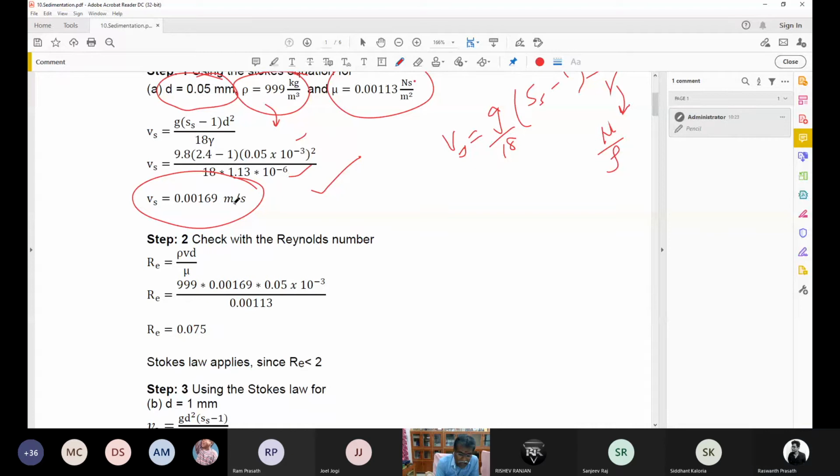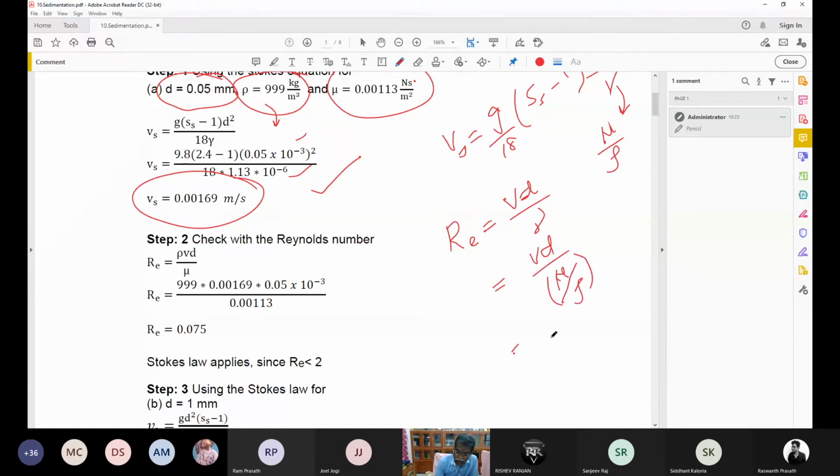Now with this, you have to check the Reynolds number, because I have already mentioned Reynolds number to you. This equation is valid only for laminar flow conditions, where the Reynolds number should be less than 2. So now with this Vs value, you can find out the Reynolds number. Reynolds number is Vd by kinematic viscosity, but kinematic viscosity has not been given, so it is Vd by mu by rho.